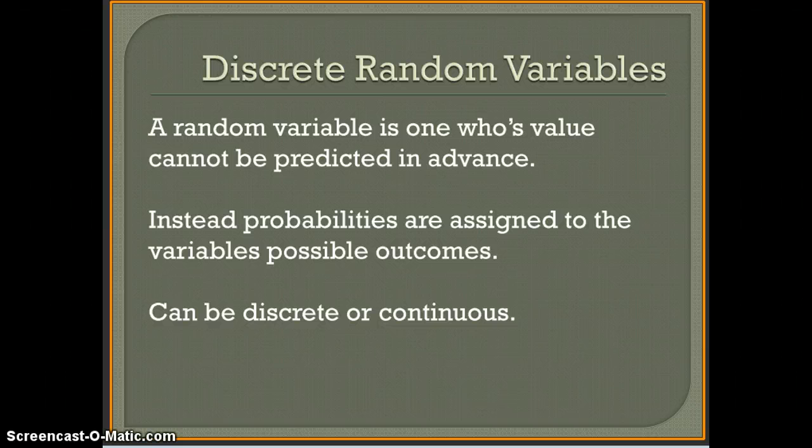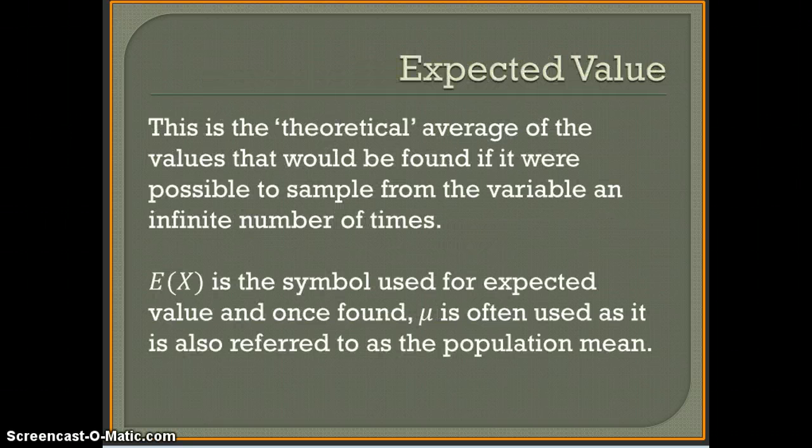Random variable. So a random variable is one whose value cannot be predicted in advance. It's completely random. Instead, we use probabilities assigned to the various variables' possible outcomes. So if you throw a dice, the outcomes are 1, 2, 3, 4, 5, 6, and the random variable is kind of like what's going to happen next time you throw it. You don't know in advance. So it can be discrete and it can be continuous.